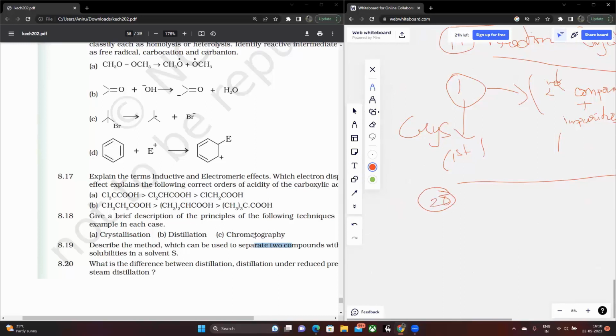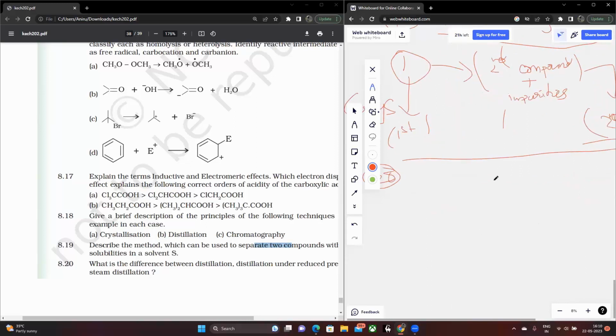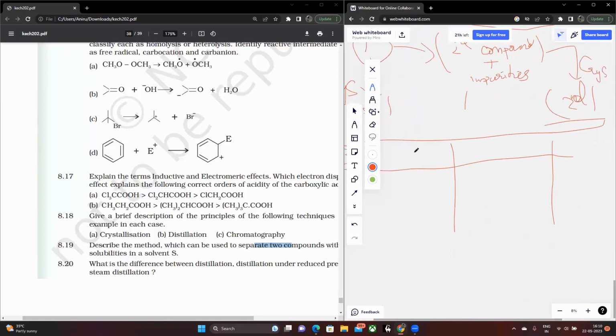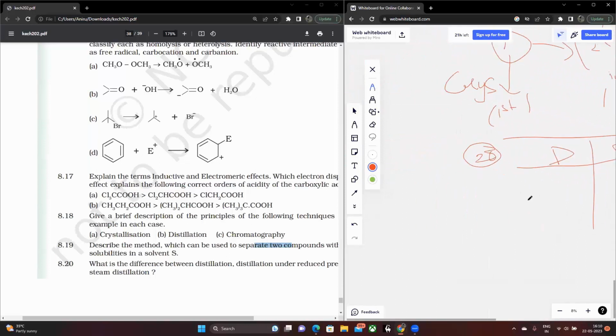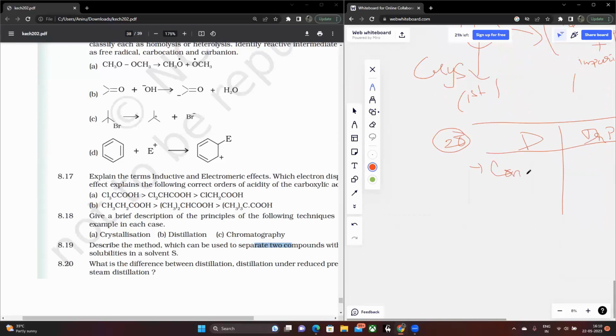Question number 20. Difference between distillation under reduced pressure and steam distillation, right? Very minimal differences, but it's something, right? This is normal distillation. This is distillation under reduced pressure, and this is steam distillation, right? This is condensation. This is condensation by cooling to get pure liquid.